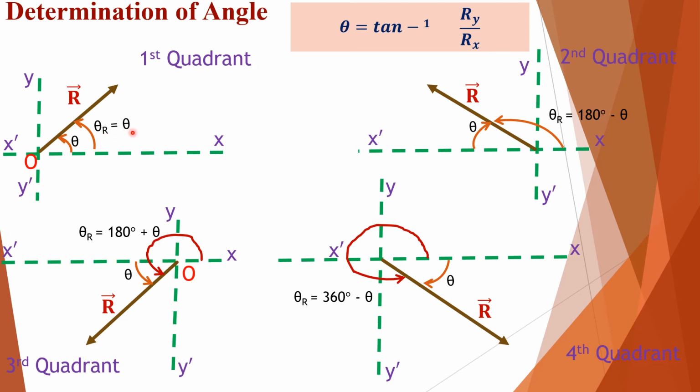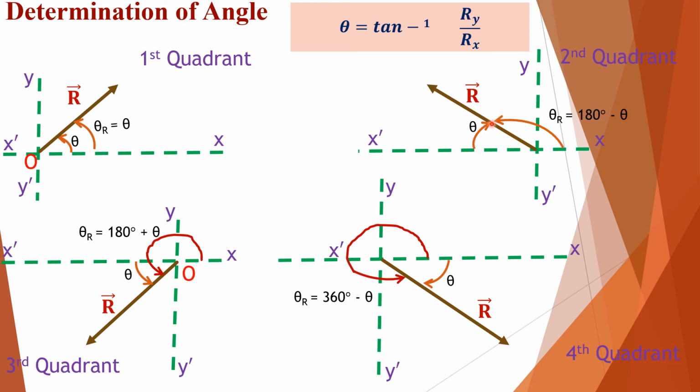In this figure, Rx is negative and Ry is positive. So theta R lies in second quadrant. We can determine theta R as theta R is equals to 180 degree minus theta. This angle is theta R and this angle is theta. Complete angle is 180 degree. So when we subtract 180 degree minus theta, we get this part, this angle, that is theta R. So theta R is equals to 180 degree minus theta.